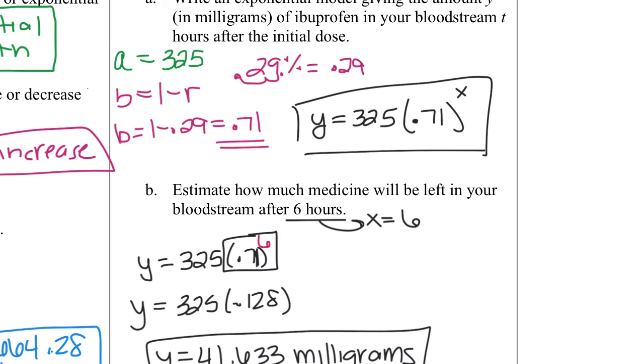Now, if this was a percent increase situation, back at the top when we did 1 minus, we would have actually done 1 plus. So decreasing situations do 1 minus the rate, increasing situations will do 1 plus the rate.